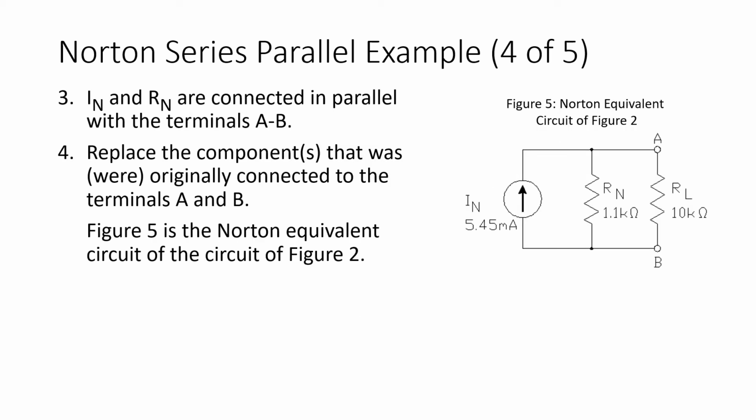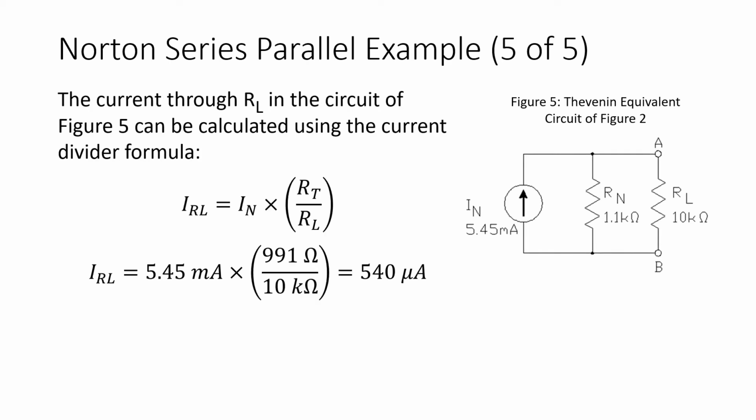Then we place IN and RN in parallel with the terminals A and B, and connect the component or components that were originally connected to those terminals. So the circuit of Figure 5 shows us the Norton equivalent circuit of the circuit of Figure 2 with respect to terminals A and B, or as seen by RL. Now, we can calculate the current through resistor RL by using the current divider formula. So IRL equals I Norton times R total over RL. Again, this is our current divider formula. So IRL equals 540 microamps.